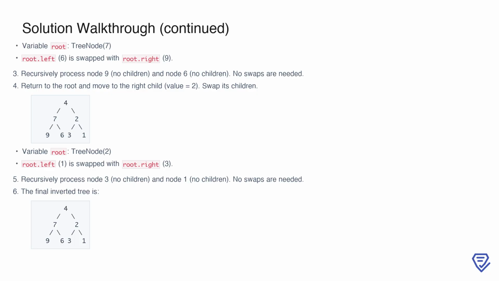At this point, the entire tree has been inverted. The root node 4 now has 7 as its left child and 2 as its right child, with their respective subtrees also inverted. This completes the process for the larger binary tree.